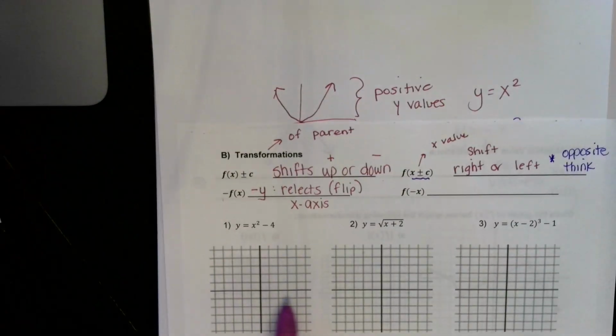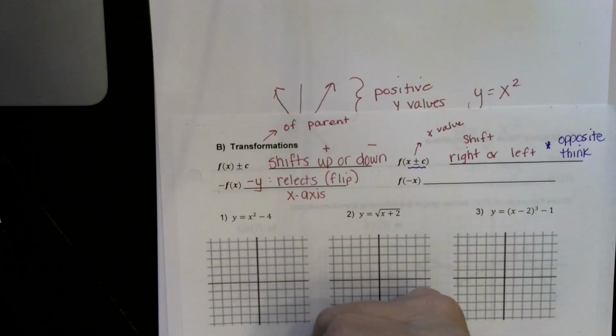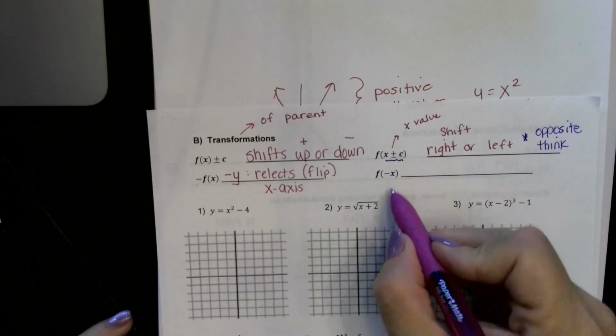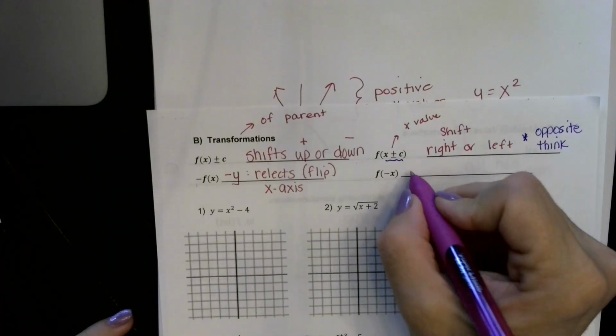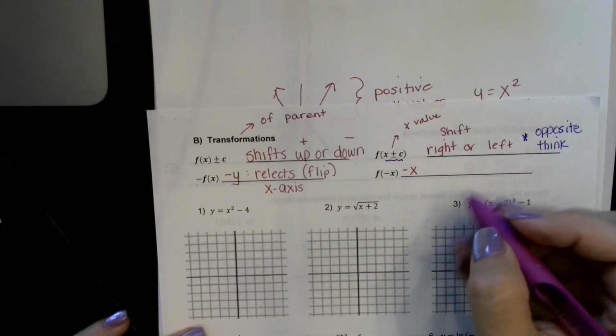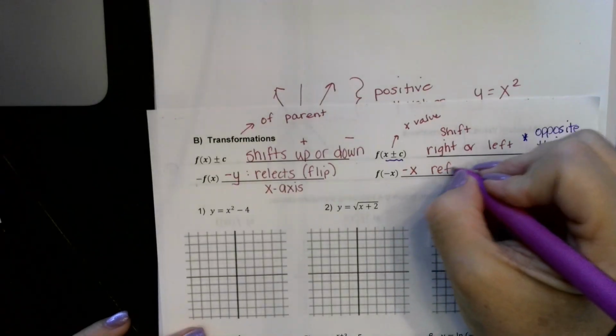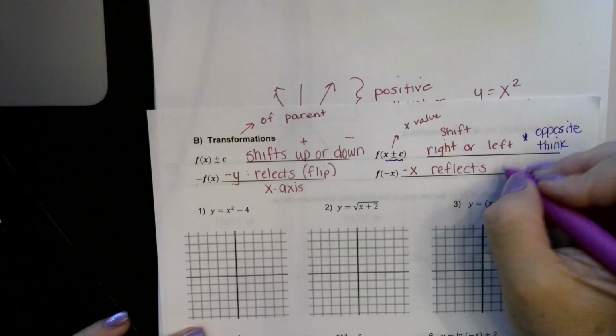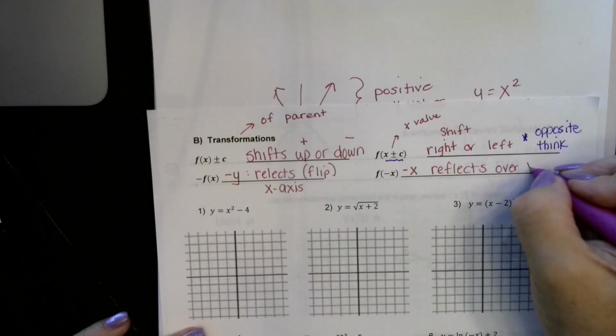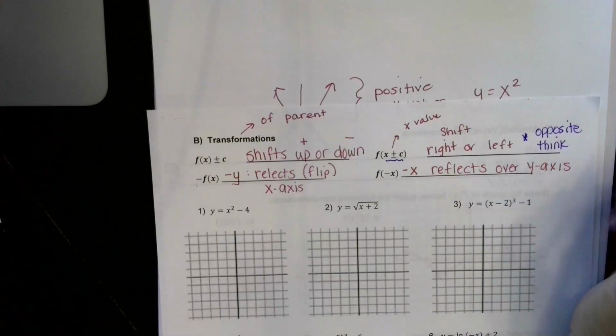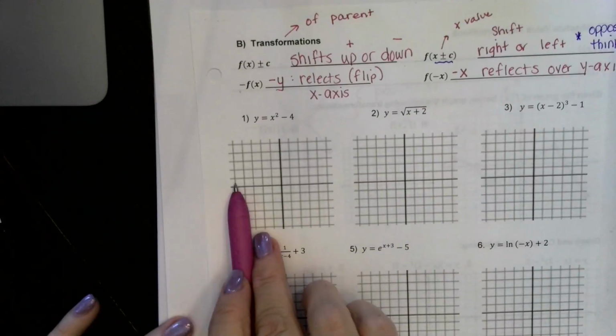So here's my x-axis. My values are going to go from positive to negative or negative to positive. Okay, this is on the inside. So this is negative x. So what happens here is that if I had negative values on the x, they're now going to be positive. If I had positive values on the x, they're now going to be negative. So we say that this reflects over the y-axis. So any values I would have here would flip over here.